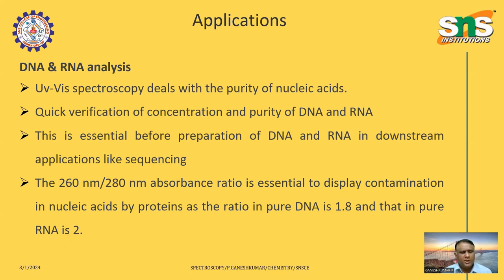The absorption ratio at 260 nanometers and 280 nanometers is essential to show contamination of nucleic acid by proteins. In pure DNA this ratio is 1.8, and for pure RNA it is 2. But if the ratio deviates, we can understand that there is an impurity present in the RNA or DNA.